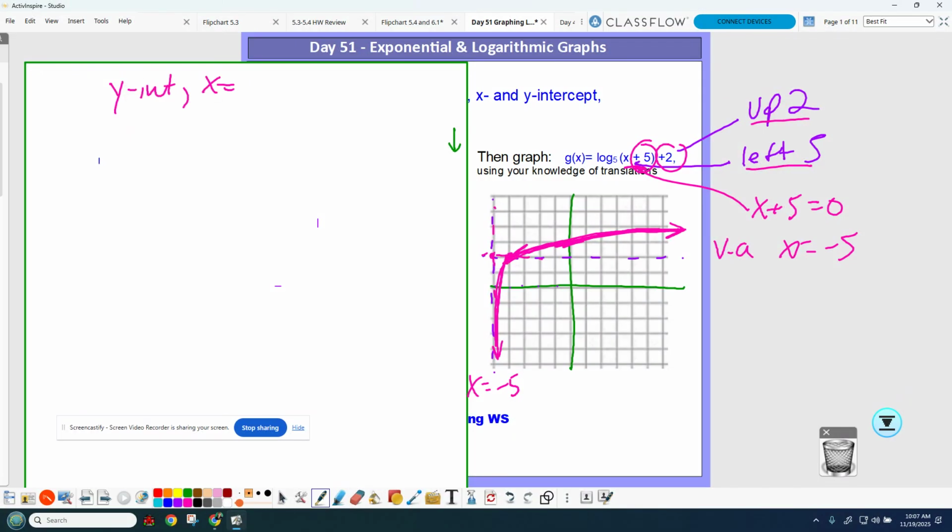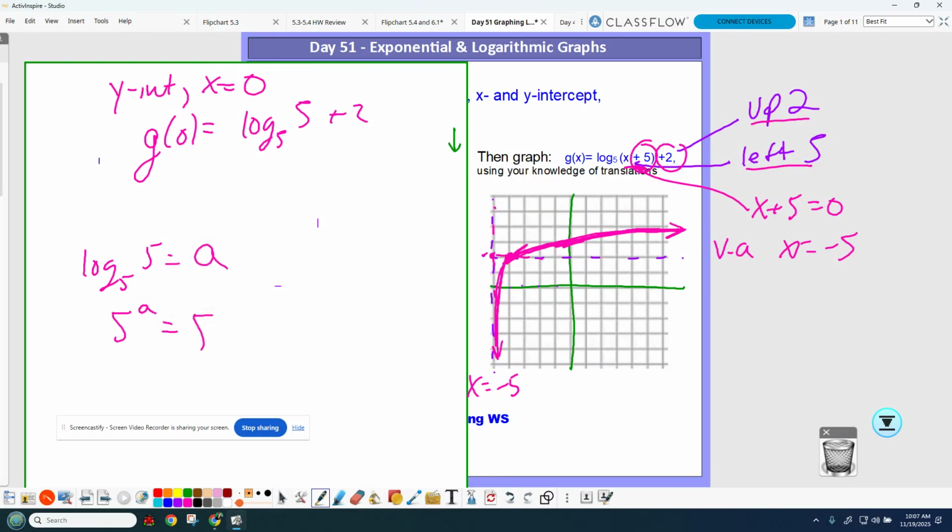To find the y-intercept, I'm going to make x 0. So plugging in 0, I get log base 5 of 0 plus 5. And I do expect you to be able to evaluate that. Log base 5 of 5 is 1. That's asking, if you can't see it, 5 to what power is 5 to the first? Those powers are in the same spot. So this is a 1. So the coordinate 0, 3 is where it's going to hit the y-axis.